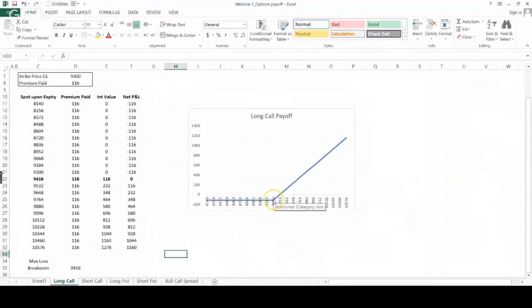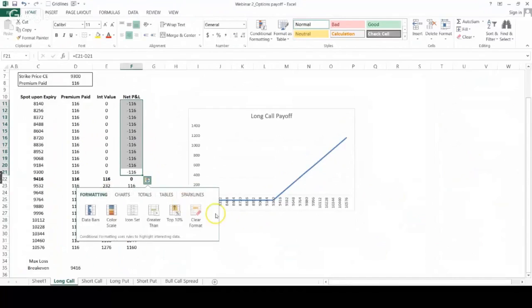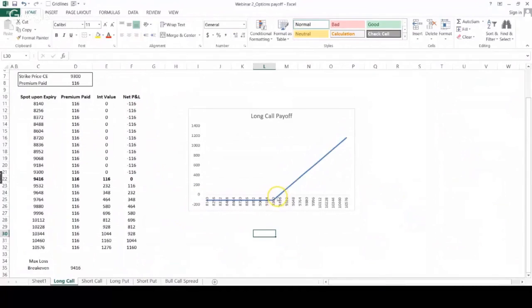Now, from 9,300, irrespective of where the market goes, my losses are limited to the extent of the premium that I have paid. So losses are limited to the extent of premium paid, but after a certain point, when the market starts to increase beyond the strike price, I start making money, and irrespective of where the market goes, I'll end up making an infinite amount of profit.